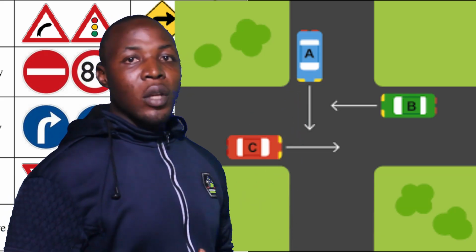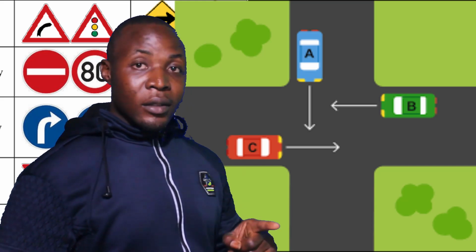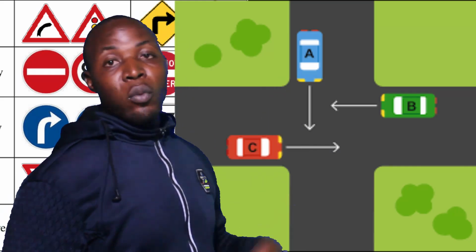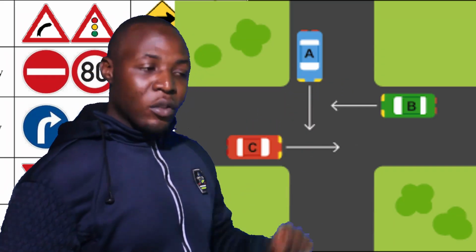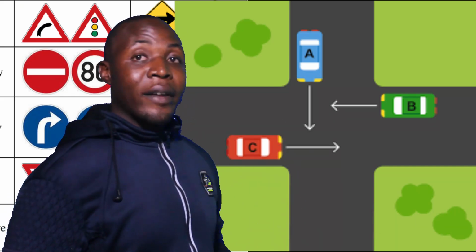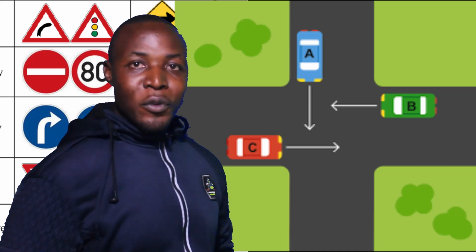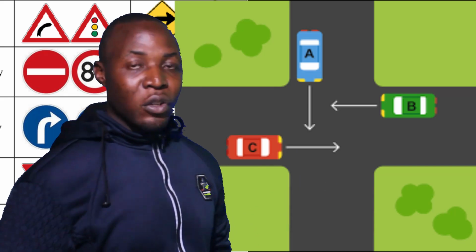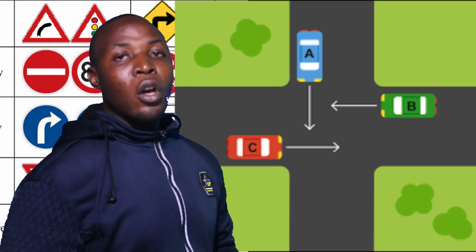You give right to the person who is on your right, because the green vehicle has to give right as the blue vehicle is on its right. So it has to let the blue vehicle pass. And the blue vehicle has to give right to the red vehicle because the red vehicle is on its right. So whenever you are passing an intersection, you have to give right of way to any vehicle coming on your right.